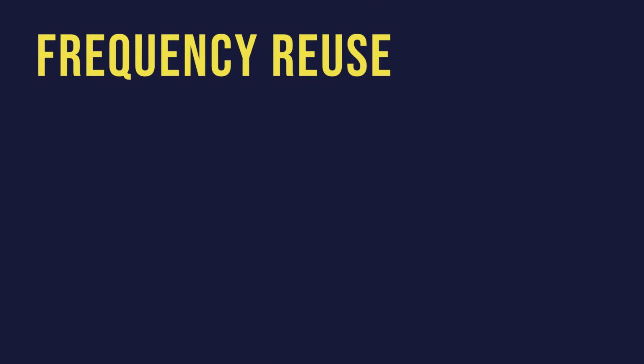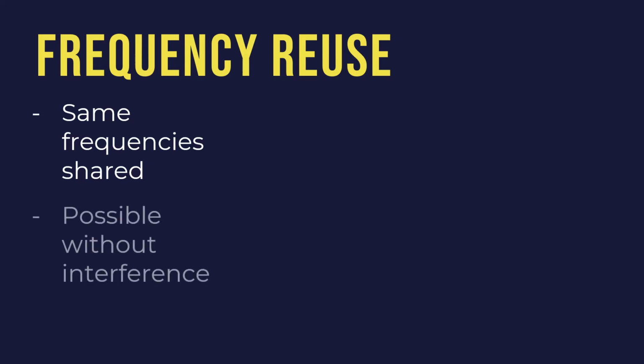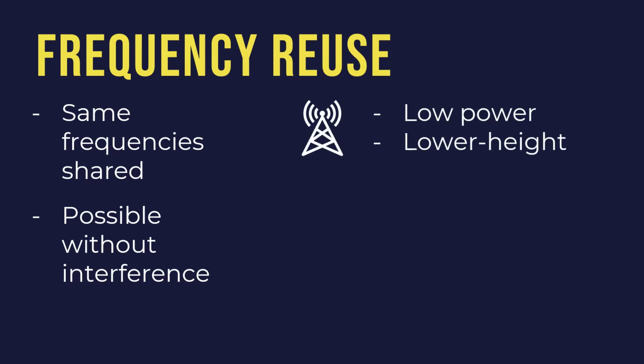Frequency reuse. It is when the same frequencies are shared by multiple base stations and users. This is possible as long as users or base stations do not interfere with one another. To prevent interference, low power and lower height antennas are used. This restricts their range to prevent overlapping of signals.